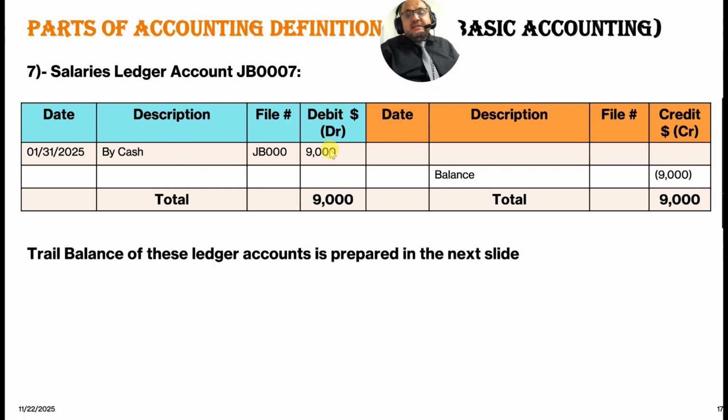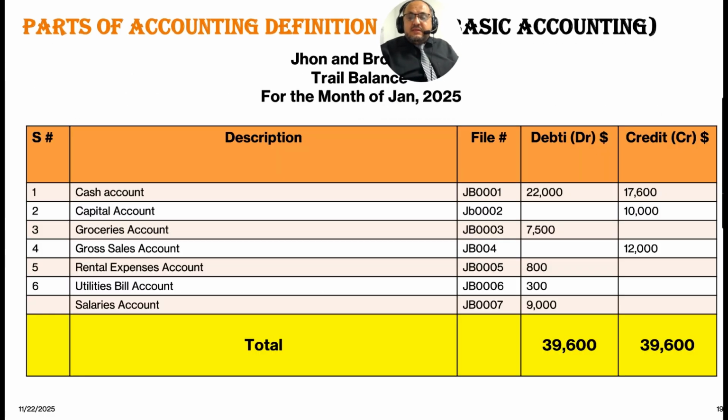That's why this is debited. Increase in expenses is recorded as debit account, and decrease is recorded as credit account. So we deduct this from this one. It comes 0, and this one is 9,000. For this purpose, we transfer 9,000, and here we do not transfer anything. We keep that empty or 0. Here it is 9,000 at the debit.